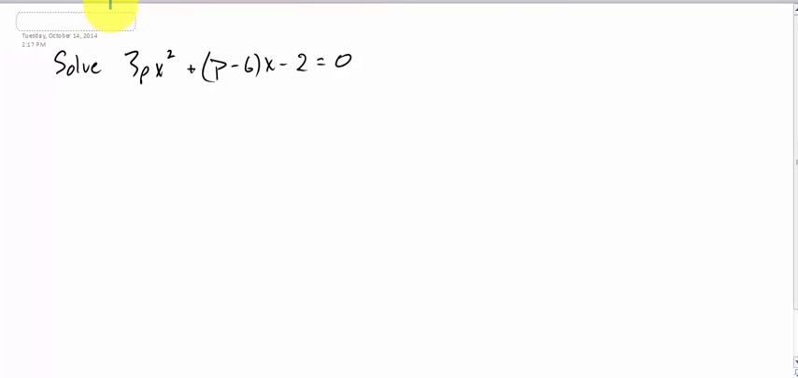So let's solve this one. Whoa, wait a minute. There's x squared and there's p. I don't know what to do. Oh my gosh. Well, let's say factoring is probably off the table. It is equal to 0, but factoring isn't really going to help.